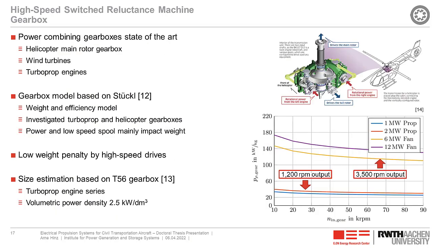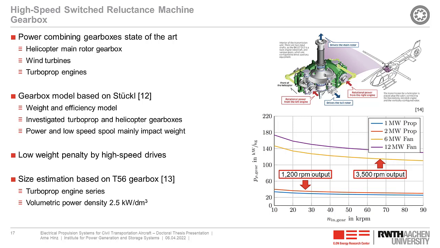Further, we need a gearbox. Power combining gearboxes are state of the art, applied in helicopters, wind turbines, or turboprop engines, for example. And we will apply the gearbox model of Mr. Stuckel, who provided a model for weight and efficiency estimation of gearboxes.